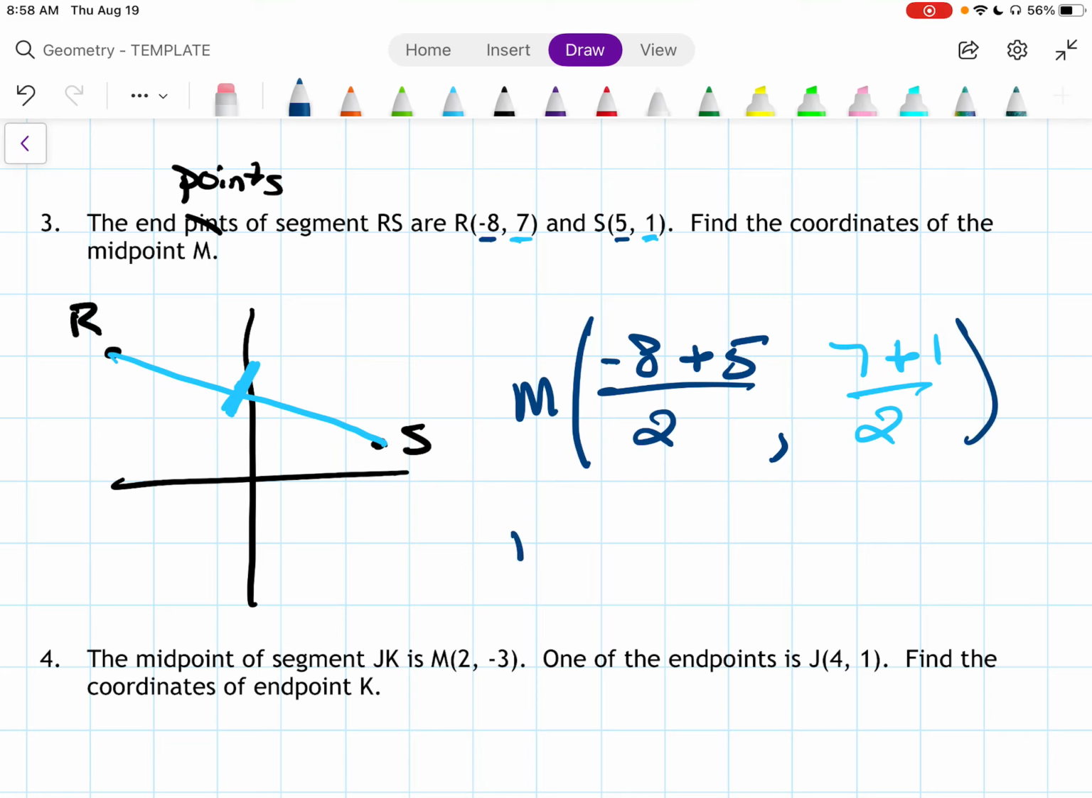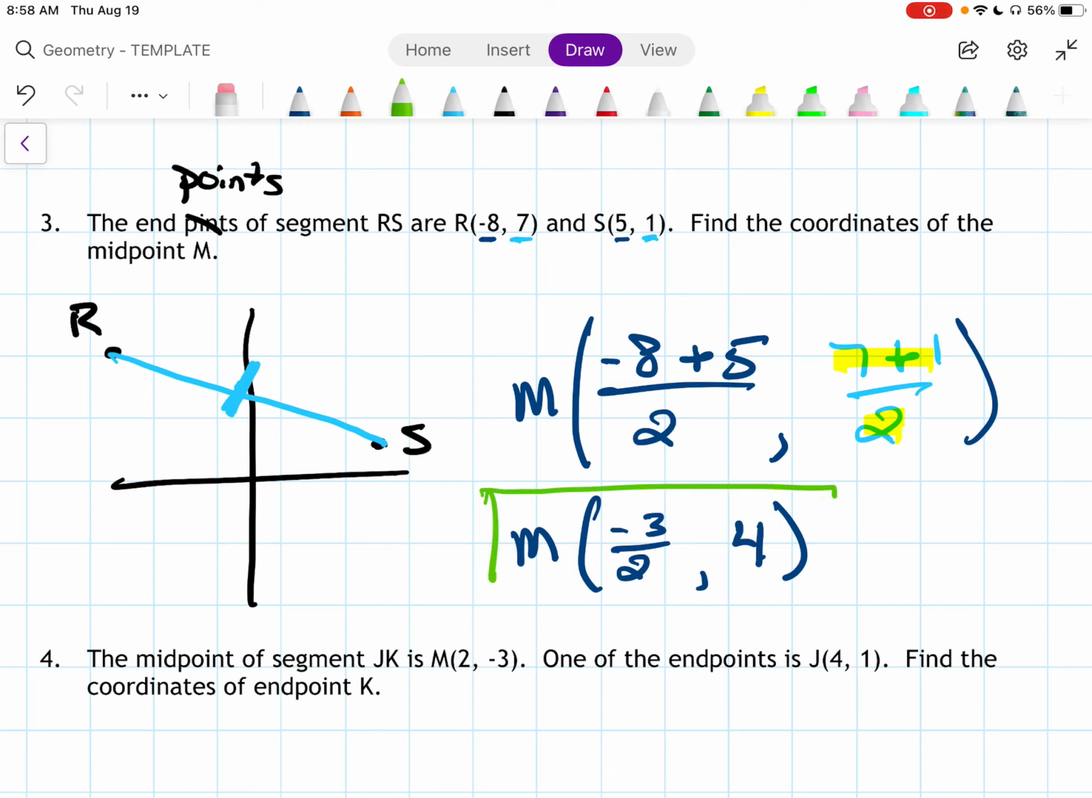All right, so M will be, well, -8 plus 5, what is that? 5 minus 8 is going to be -3 over 2. And then here I have 7 plus 1. 7 plus 1 is 8. Divided by 2 is 4. So my midpoint is at -3/2, 4. Which if we look back at our picture, -3/2 would be somewhere in this region. And then up 4, somewhere in there. So my picture wasn't perfect, but I think we can kind of see that it was close.